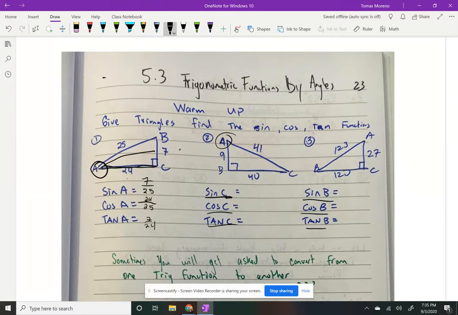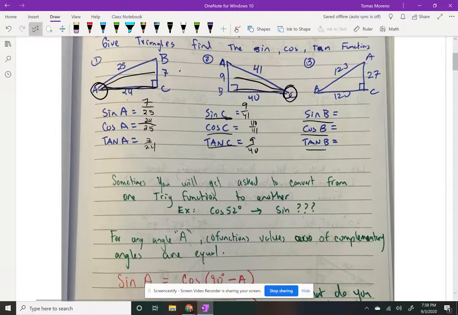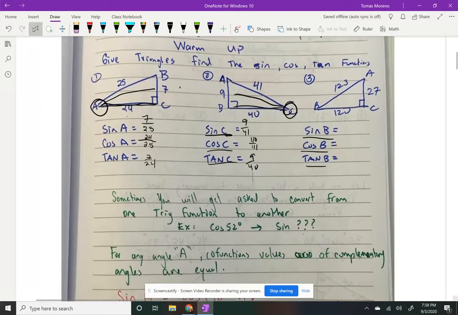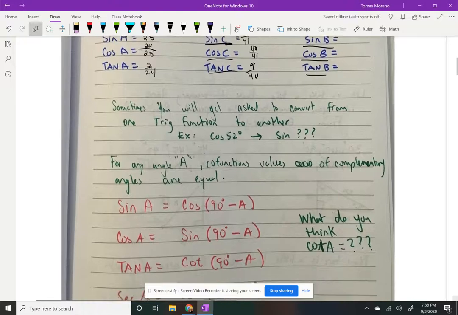Okay. So right here, sine of C means I'm starting right here. Opposite would be 9 over 41. Cosine would be adjacent, which would be 40 over 41. And then tan would be opposite over adjacent, 9 over 40. So right now, go ahead, pause the video, do number 3. Okay, so I'm hoping you guys got number 3. I'm not going to go over it. I want you guys to try it on your own, okay?